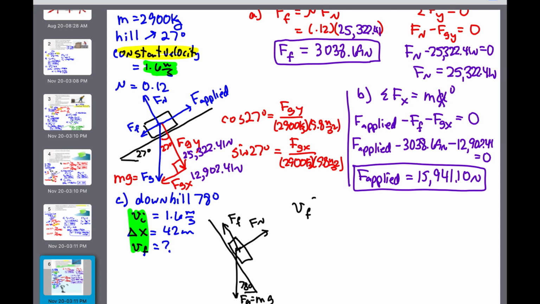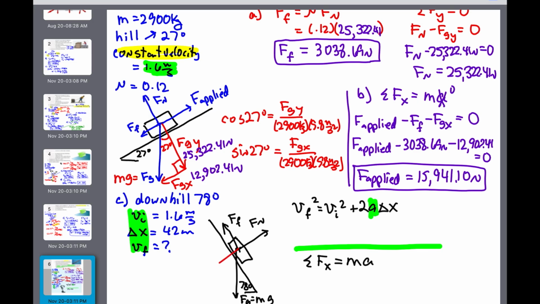From our list of givens, we can tell that a motion equation is going to be useful. Vf squared equals Vi squared plus 2a delta x. However, we need the acceleration. We can go to Newton's second law along the incline in the x direction to be able to find that acceleration. Because this is a new angle of incline, we're going to need to go back through the trig and find our new Fgx and our new Fgy values.